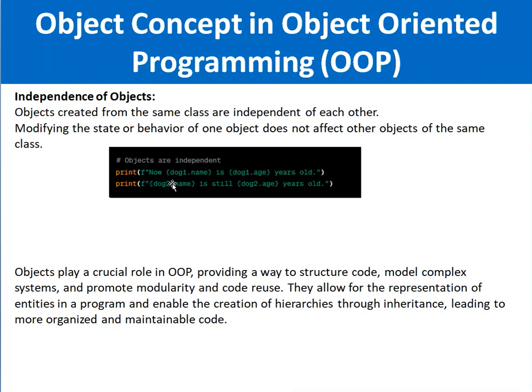Friends, objects play a very crucial role in object oriented programming. They provide a way to structure code, model complex systems and promote modularity and code reuse. They allow for representation of entities in a program and enable the creation of hierarchies through inheritance, leading to more organized and maintainable code as well.